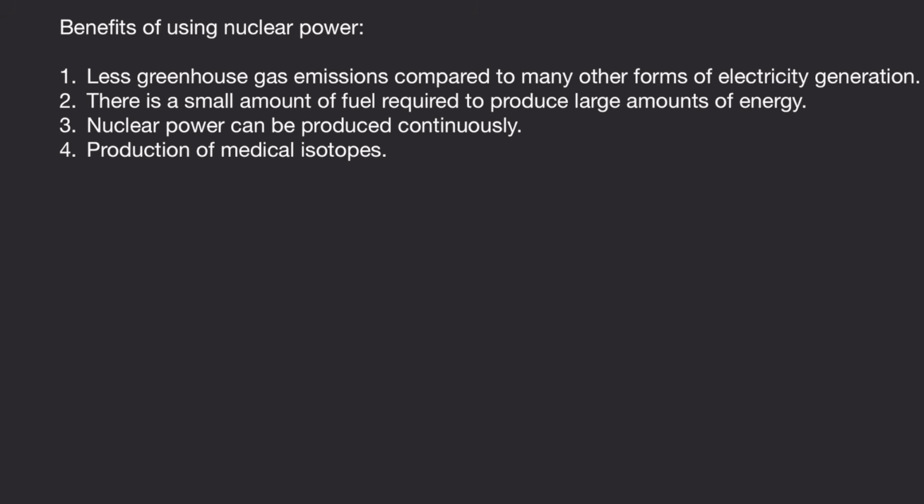There are lots of benefits in using nuclear power. For instance, there's less greenhouse emissions compared to many other forms of electricity generation. There's also a much smaller amount of fuel required to produce vast amounts of energy, and this is because, well, E is equal to mc squared. So we get that factor of c squared. It can also be produced continuously without having to rely on wind and power. And as an extra benefit as well, we can also get the production of medical isotopes, which can then be used in nuclear medicine.